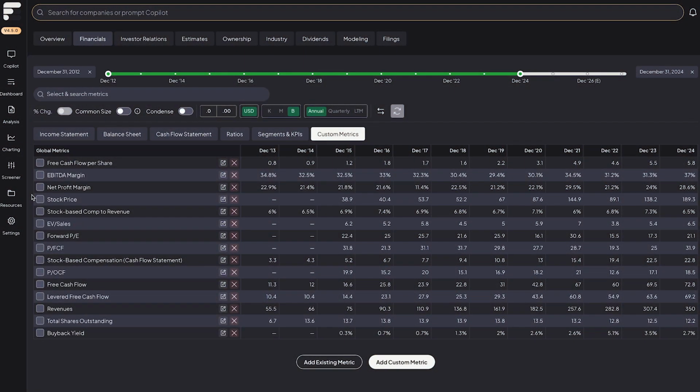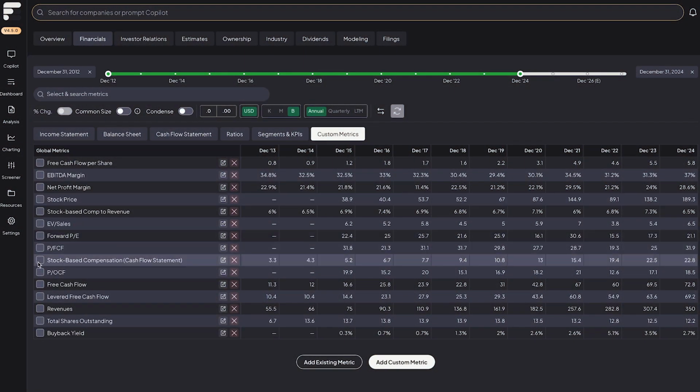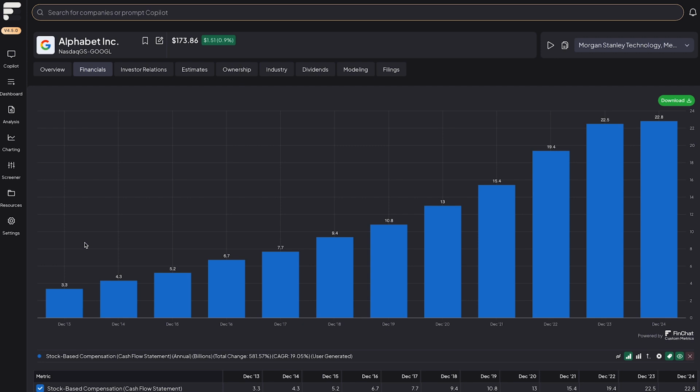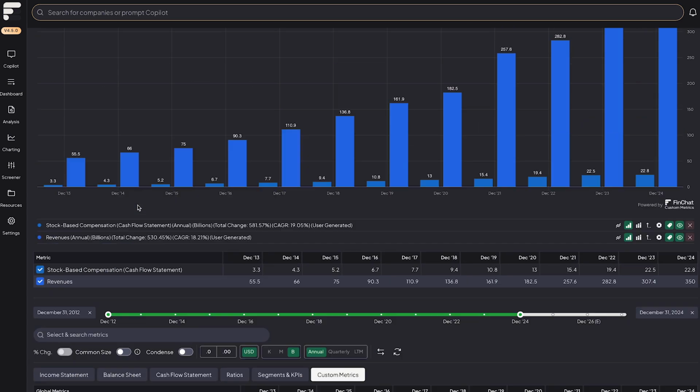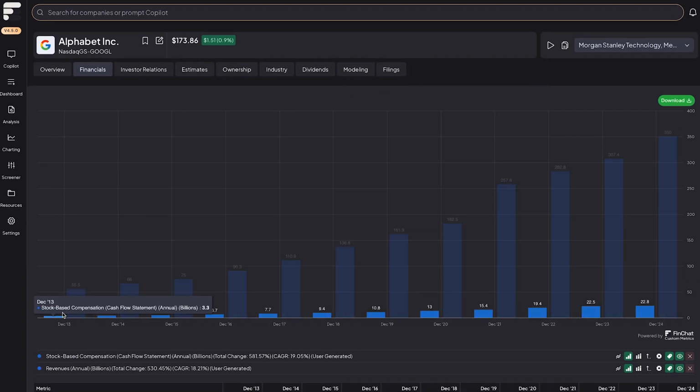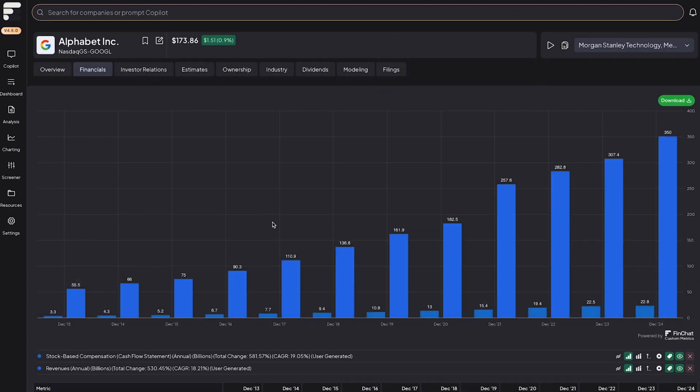Other things that I like looking at is how much stock-based compensation happens. So for example, with Google, their stock-based compensation has been in an uptrend since 2013, and that's not good to see because it hurts the shareholder value. But if I add on the revenue that Google makes, you can see the actual stock-based compensation as a percentage of revenue is much smaller, because the revenue is increasing so much, but the stock-based compensation is not increasing the same amount.